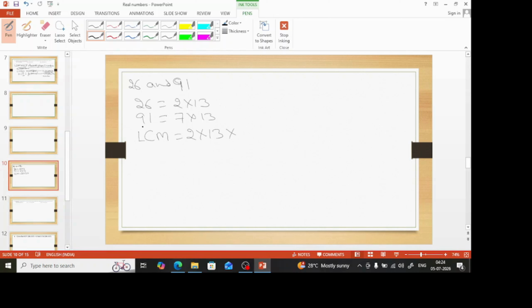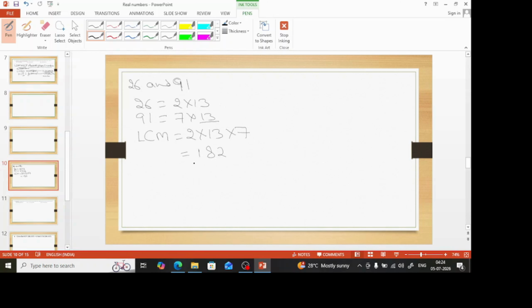Now let's come to the second number. Here 13 has come already, so we will not write 13. We will write only 7. So 2 into 13 into 7 will come to 182.